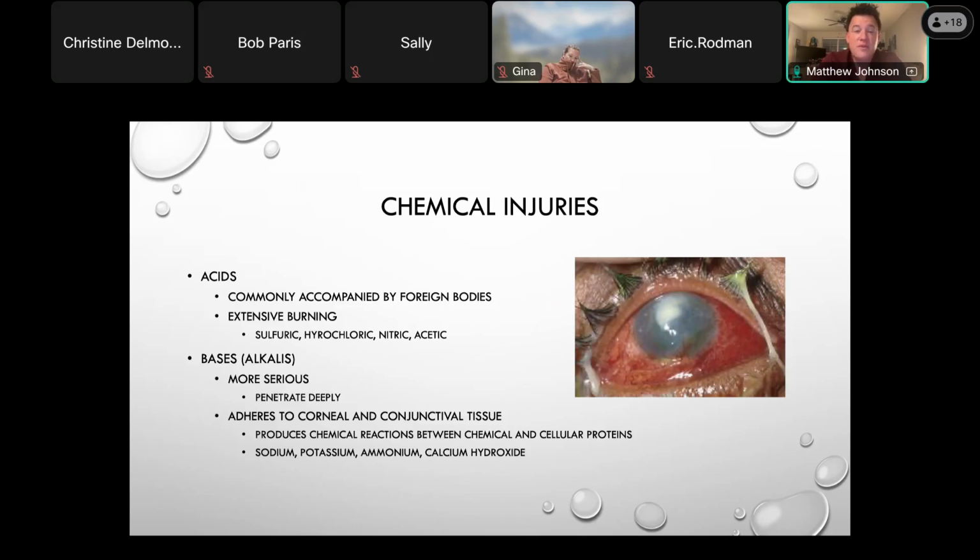Now, the problems if you get a base or an alkali in, this is your sodium, potassium, ammonium, calcium hydroxide. The problem with these is they penetrate deeper. They really adhere to the corneal and conjunctival tissue, and you get a chemical reaction going on in your eyes because they interact with the cellular proteins, and that causes the cornea to instantly become opaque or instantly scar.